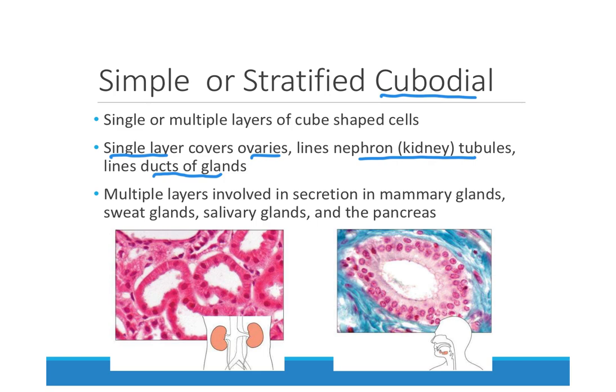When you have stratified or multiple layers of cuboidal cells, these are ones that are often involved in producing substances that are secreted. So in the mammary glands or the sweat glands or the salivary glands and the pancreas, these are all glands that are producing something, and it's these stratified cuboidal cells that are making that something.